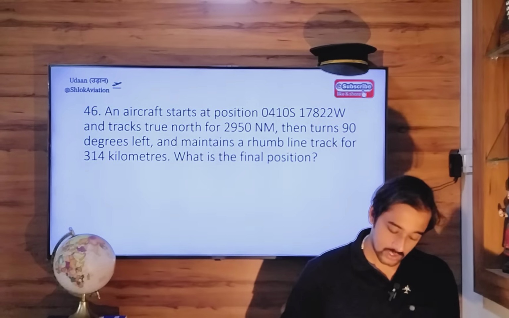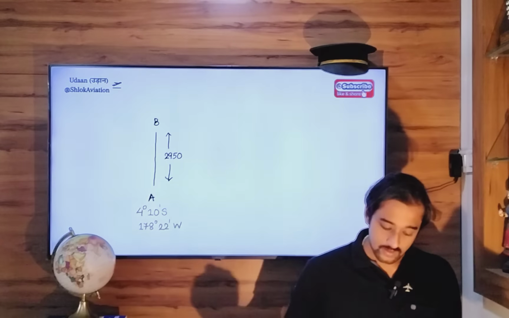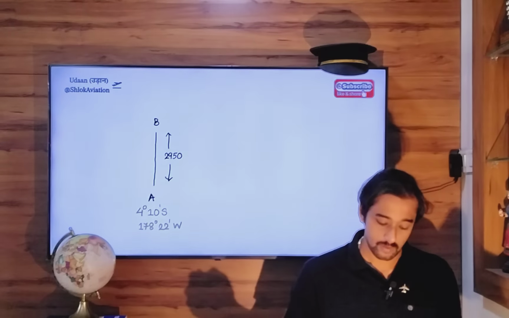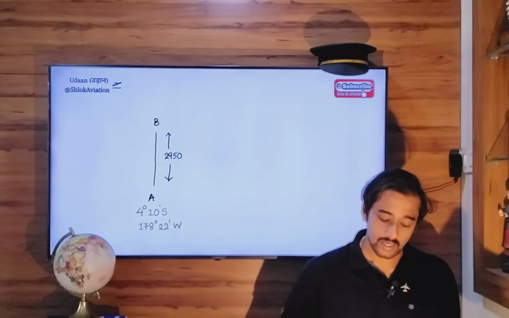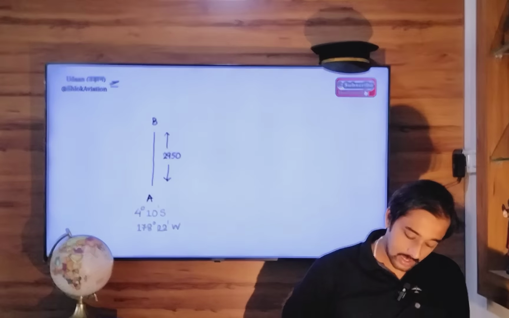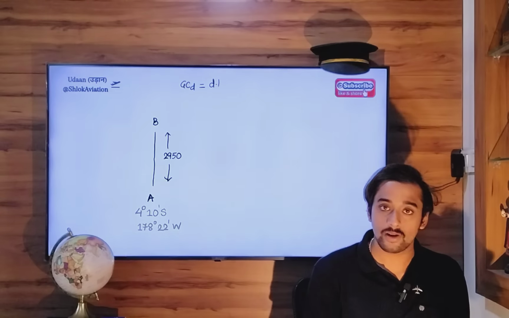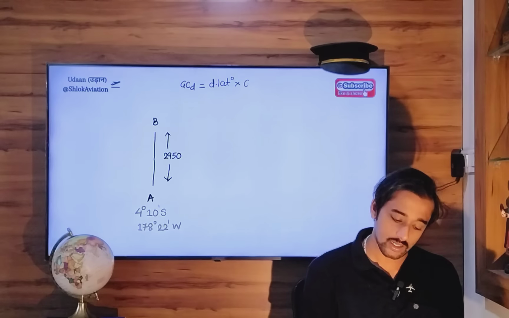Location and longitude is 178 degree 22 minutes west. So what will be the coordinates of position B? Since it's a northerly direction flight, A to B is a northerly track. So we will use the great circle formula. Great circle distance equals the difference between two latitudes into 60.